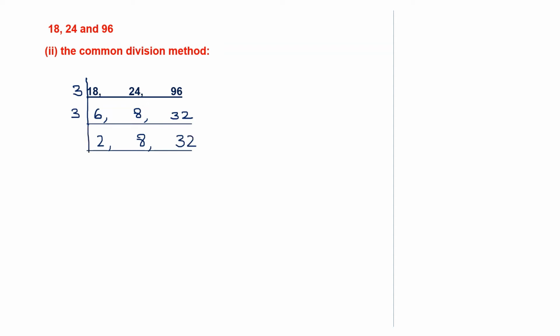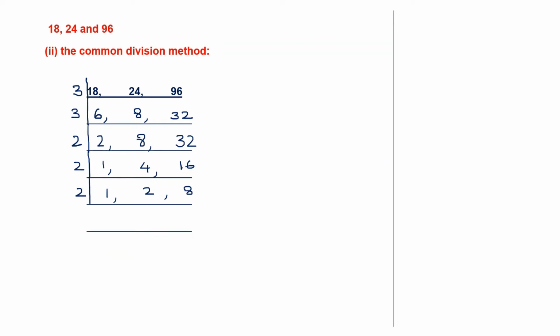So now I continue, I can use 2. So 2 1s are 2, 2 4s are 8 and 2 16s are 32. So let me continue again with 2. So I bring down 1 as it is, then 2 2s are 4, 2 8s are 16. I should continue again. I can use 2 again. So I bring down 1, then 2 1s are 2, 2 4s are 8. I still have 4, so I must continue my division.